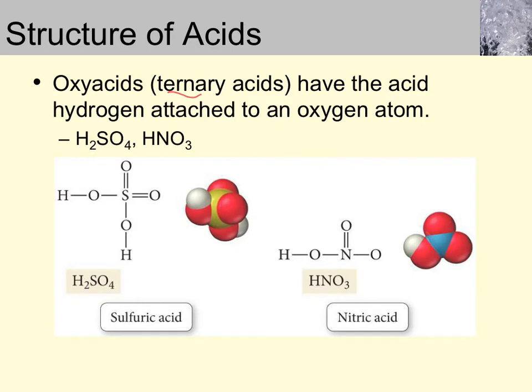Then there are ternary acids, which are most typically oxyacids, acids that contain oxygen. So if you count the types of atoms, you will find there are 3. There's sulfur, there's oxygen, and there's hydrogen.